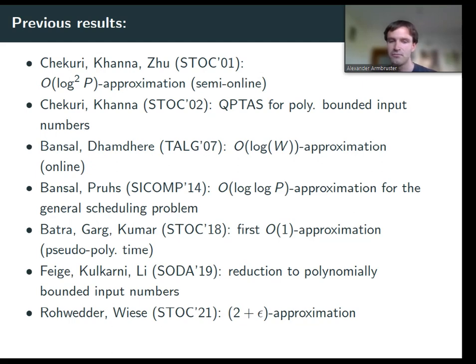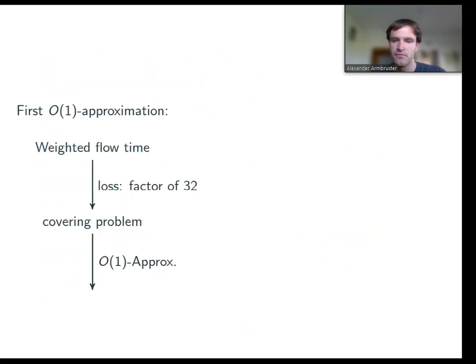Feige, Kulkarni, and Li then proved that you can assume that the input numbers are polynomially bounded by a reduction to the setting. And Rohwedder and Wiese then showed that you can actually improve this O of 1 factor to a 2 plus epsilon. Now let's have a closer look at this O of 1 approximation and also the 2 plus epsilon approximation. So it works the following way.